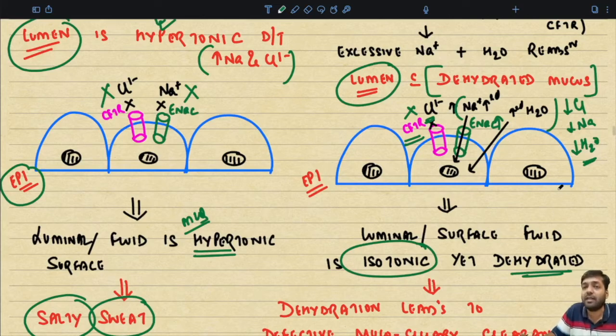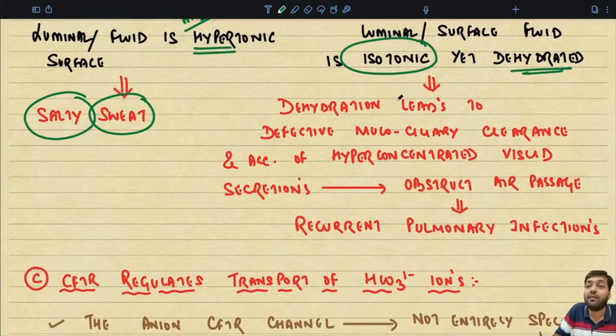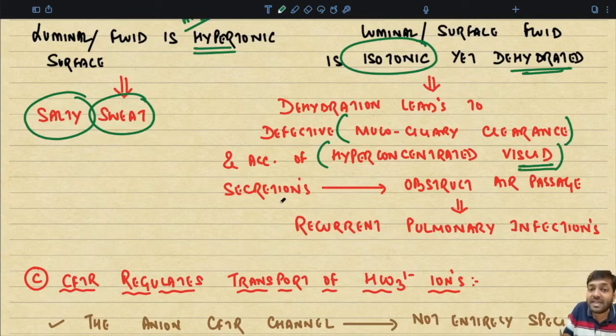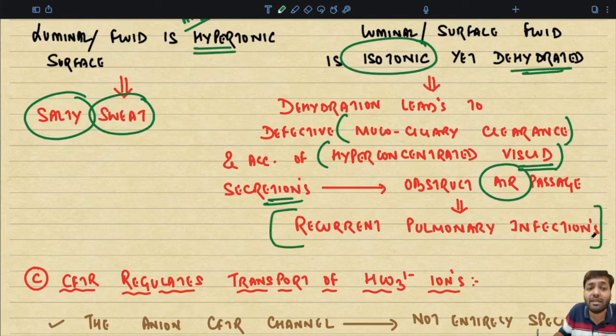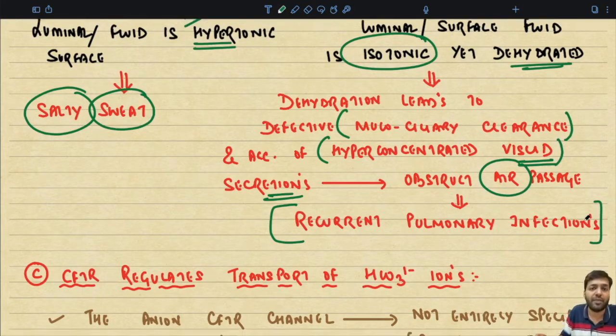So in the respiratory tract and the intestinal epithelium, we are going to have a lumen which is filled with mucus that is dehydrated, yet isotonic because the amount of sodium and chloride is proportionately less. And this dehydration at the level of the respiratory or the intestinal epithelium leads to defective mucociliary clearance and accumulation of hyper-concentrated viscid secretions, which is going to obstruct the air passage, leading to recurrent pulmonary infections. So this is the second very important etiopathogenesis factor of cystic fibrosis.